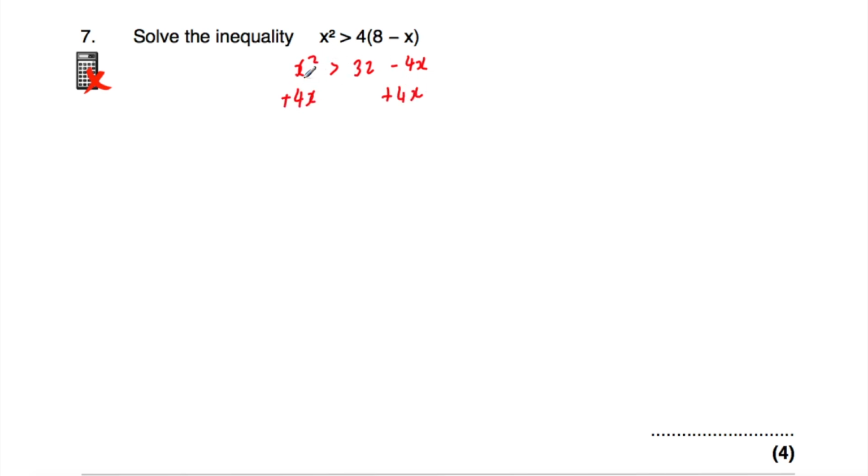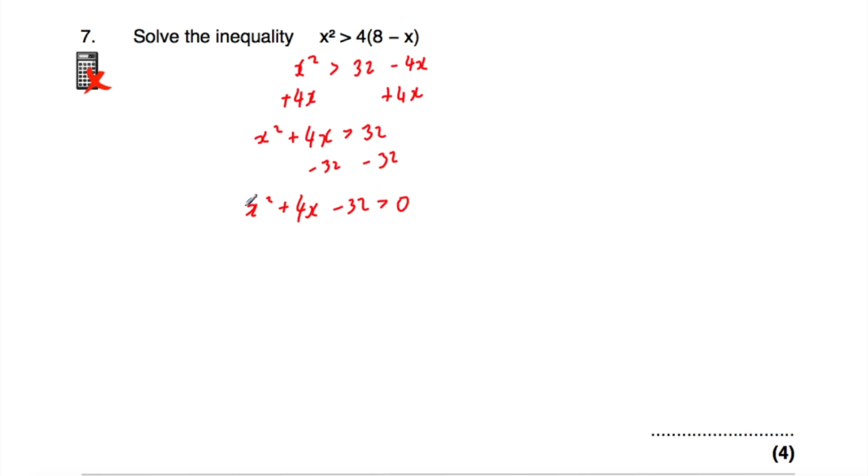So on the left hand side of the inequality, we're going to have x squared plus 4x. And then on the right hand side, we've still got bigger than 32. We added 4x to get rid of this minus 4x. Now let's take away 32 from both sides. So take away 32 and take away 32. So the left hand side, we're going to have x squared plus 4x, subtract 32. And then we've got bigger than, and 32 take away 32 is 0. So we've now got an inequality that looks like questions 1 to 6.